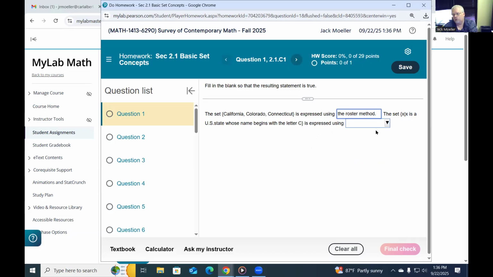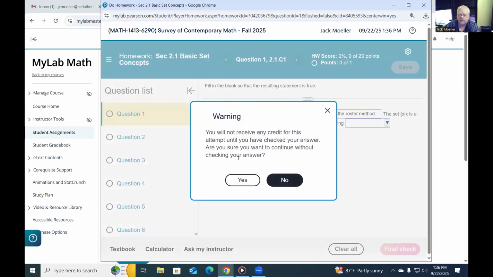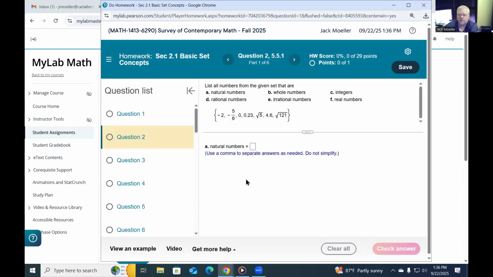So I probably should have done set builder notation, explain that. So I'll come back to set builder notation. All right, so here's all the rational numbers. So this is sort of a problem you'll see. They give us the set of several numbers, right? And then we're going to see which ones are natural, which ones are whole numbers, etc.